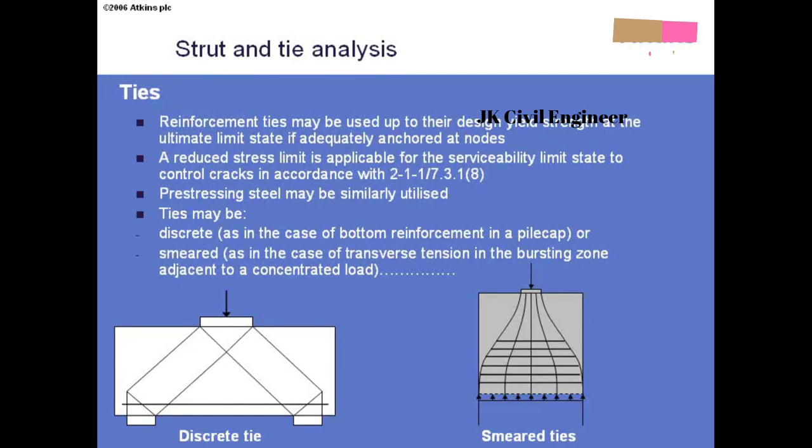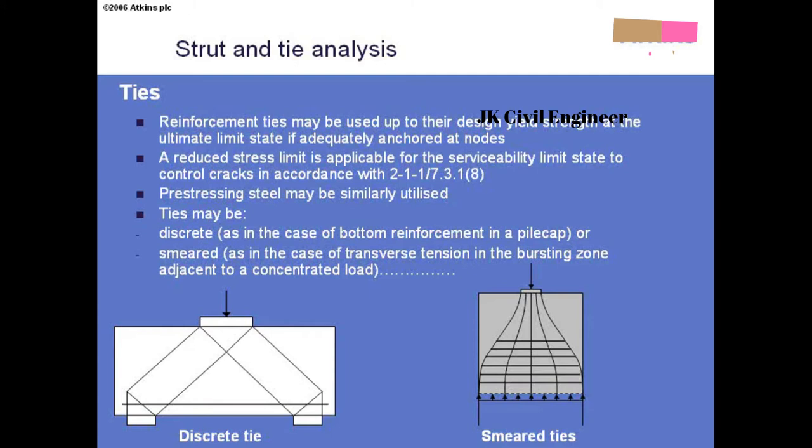Ties are pretty straightforward. A tie can be a piece of reinforcement or it can be a piece of pre-stressing steel. Because we can use strut and tie analysis for ULS and SLS, when we're coming to check our limiting stresses in the ties, then it obviously depends on what limit state we're checking. So at the ultimate limit state, we can just work the steel up to its full yield strength. If we're using this method of calculation for serviceability, then we will need to work it to a lower stress corresponding to the crack width that we're allowed.